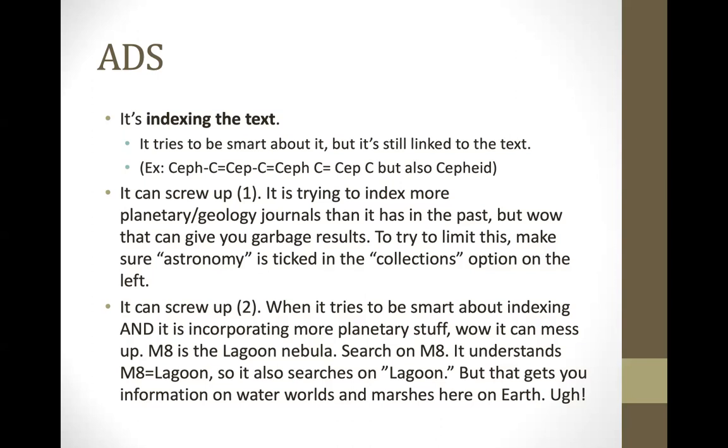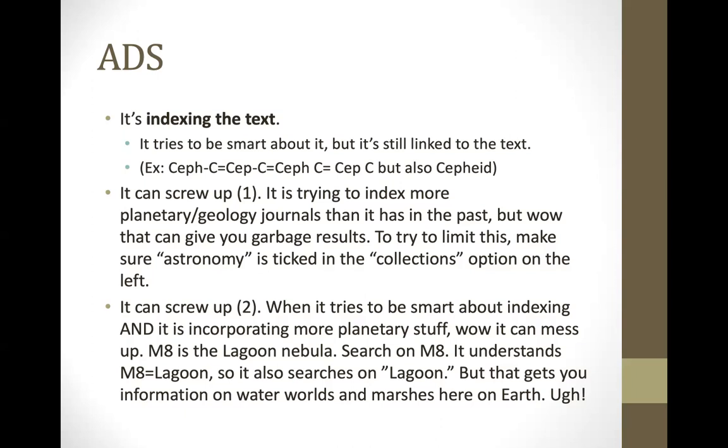So ADS is trying to be clever, but that cleverness can sometimes backfire. It is trying to index more planetary and geology journals than it has in the past, but sometimes that can give you really garbage results. So one way to try to limit this is you have to make sure that the astronomy collection is ticked. On the left-hand side of your search results, you can tick astronomy under collections to make sure that it's only giving you astronomy journals. But because it's trying to be smart about indexing and it's incorporating more journals, it can really give you some garbage results.